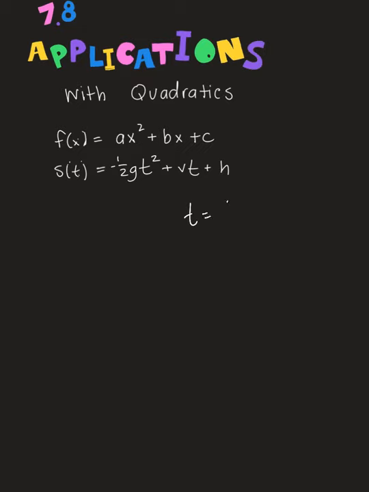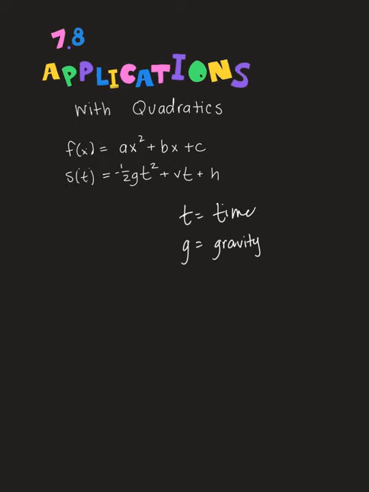So t, like I said, that's our time. So how long does it take for the object to land on the ground? When does the person reach their maximum height? Things like that. The other one is our g. Now, g could be two things. It's gravity, but it could either be in feet or in meters. So this explains why this right here is negative, because we know that gravity pulls downward.